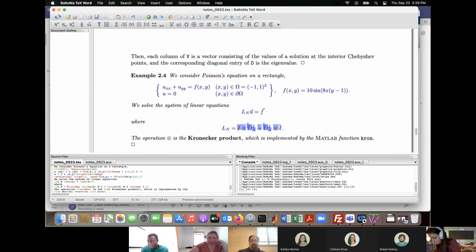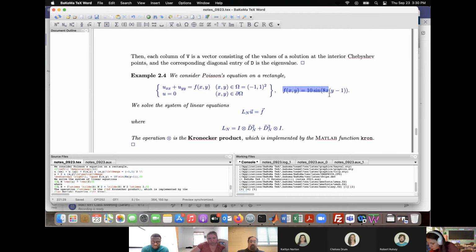This is the matrix that describes the Laplacian on a grid of Chebyshev points. So to do this in Matlab, Matlab provides a function kron that's used to take Kronecker products of two matrices. So here you have an n by n matrix. I mean, you take the n by n identity and use kron of this, comma this, and then kron of this, comma this, and then use backslash to solve this system.